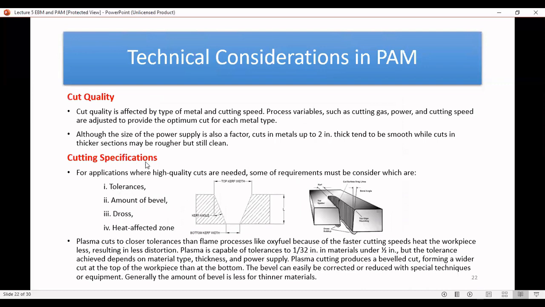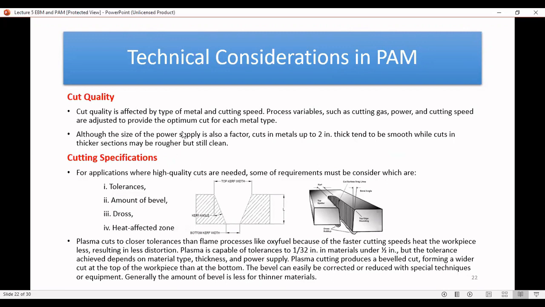Other technical considerations in PAM, cut quality. Cut quality is affected by the type of metal and cutting speed. Process variables such as cutting gas, power, speed are adjusted to provide optimum cutting speed for each metal. Although the size of the power supply is a factor, cuts in metals up to 2-inch in thickness tend to be smooth, while cuts in the thicker section may be rougher, but still clean.